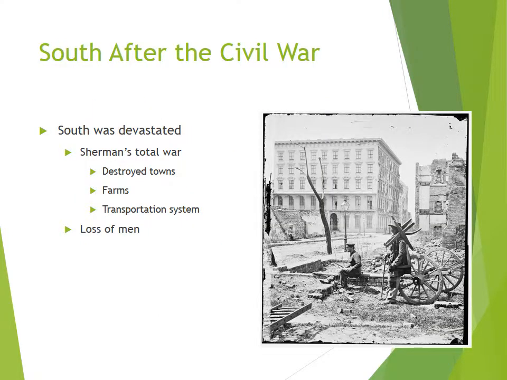So after the Civil War, the South was devastated. Think about Sherman's march to the sea and his idea of total war, and then what that means after the war. Towns are burned, farms are destroyed. The South is already facing the problem of a huge loss of men. Of course, part of the war was to destroy the railroad system so that you couldn't move supplies. So the South is really a mess, and they're going to have to rebuild. And they're going to have to figure out how to do that without slaves.